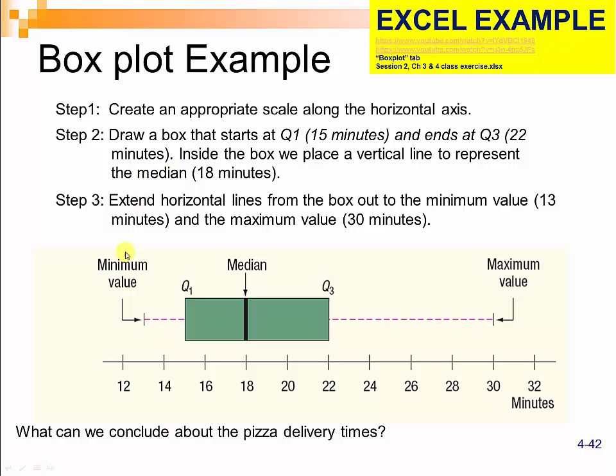So from this, we can conclude, since these are pizza delivery times in this example, that the shortest pizza delivery time was 13 minutes, and the longest was 30 minutes, and the median time was 18 minutes.